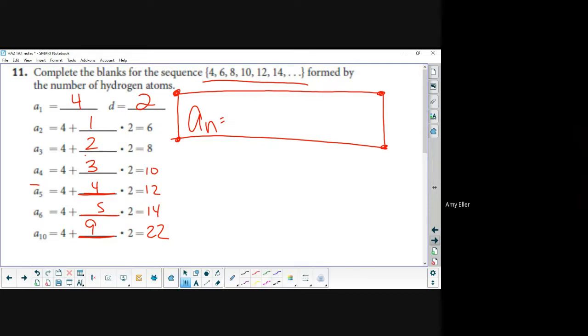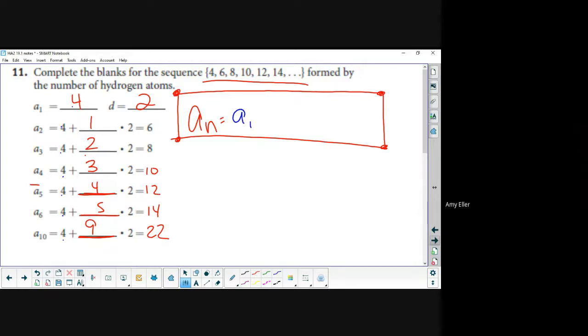So let's take a look. Every time we started with 4. Does every sequence in the world start with 4? What does 4 represent in this problem? Say it louder. A sub 1. Yeah, your first term. So right, a sub 1.